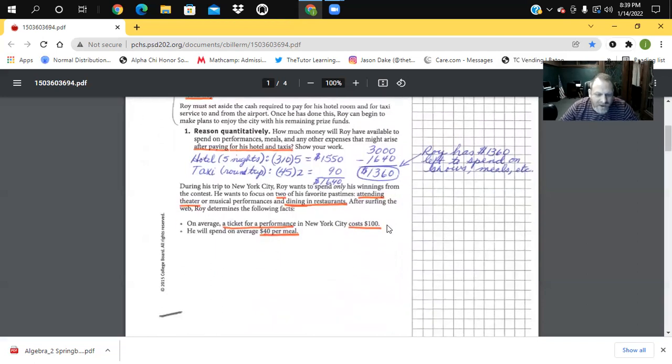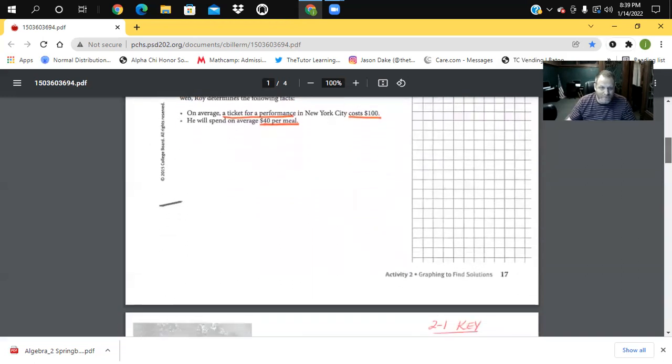All right, guys, during his trip to New York, Roy wants to spend only his winnings from the contest. He wants to focus on 2 of his favorite pastimes: attending theater or musical performances and dining in restaurants. After surfing the web, Roy determines the following facts. Number one, on average, a ticket for a performance in New York City costs $100. He will spend on average $40 per meal. So keep those in mind, guys, as we flip to the next page.